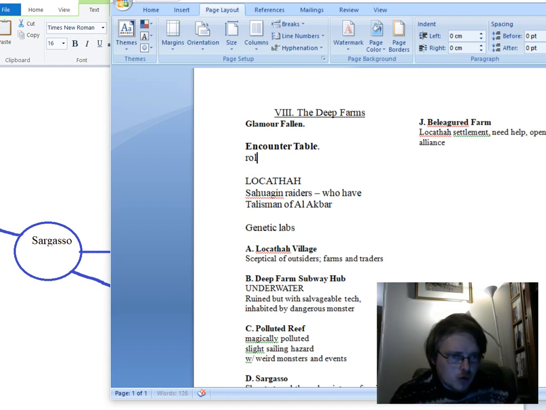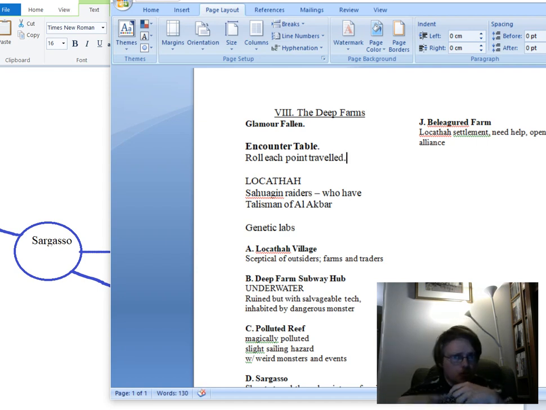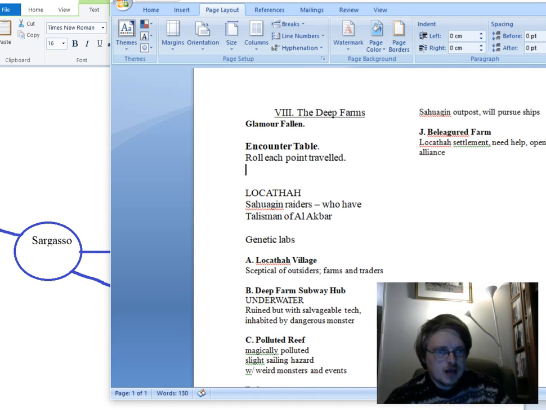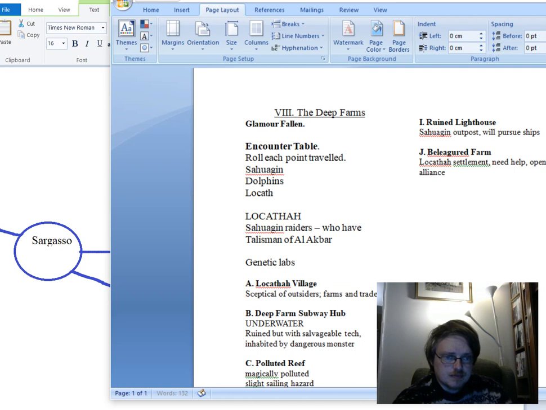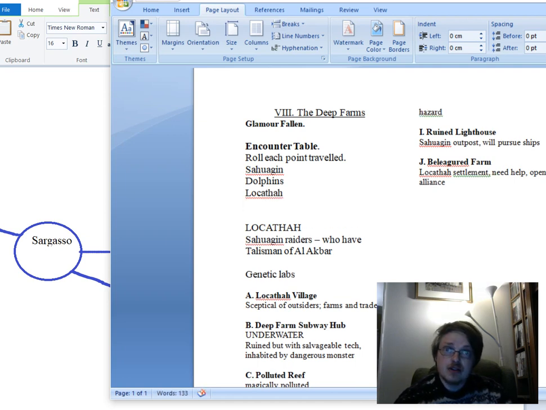So you're going to roll each time, or each point traveled, I guess is the way to put it. Essentially, I think that's the same in Slumbering Ursine Dunes as well. You roll when you cross the point, when you're travelling along that rough line. And this is aquatic, so you're going to think like that. So Sahuagin, dolphins might help you. Locathah, so that you've got a couple of sentients there who are the local sentients.